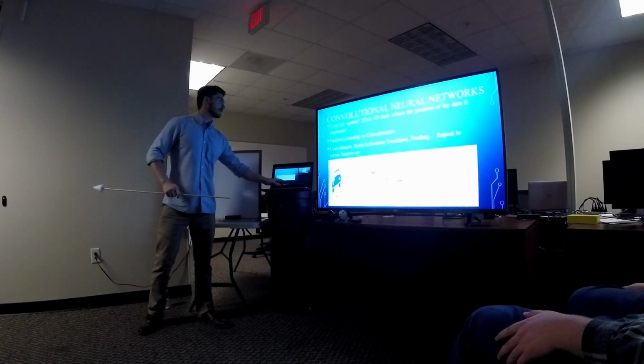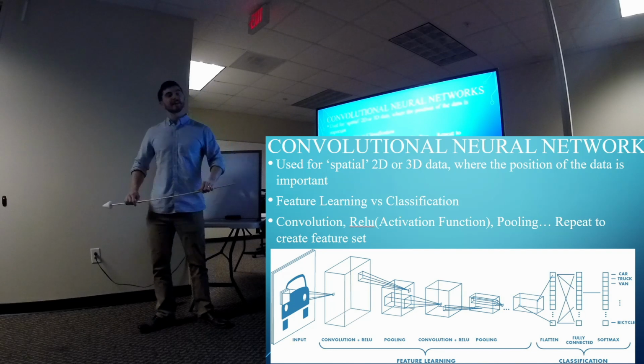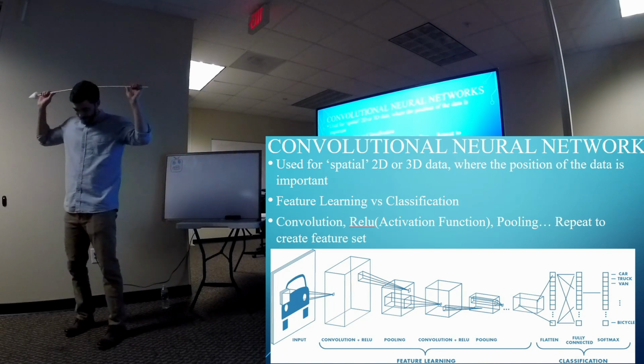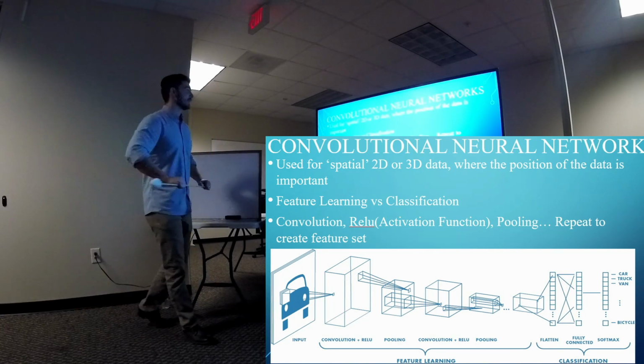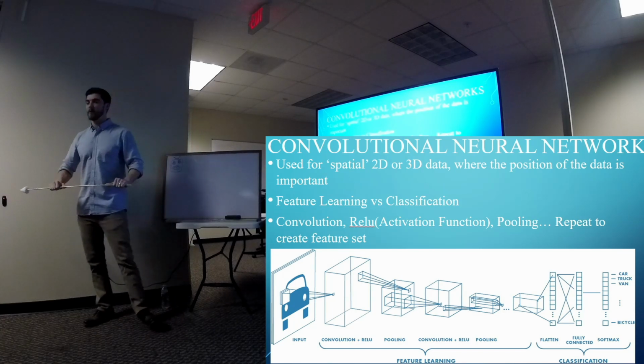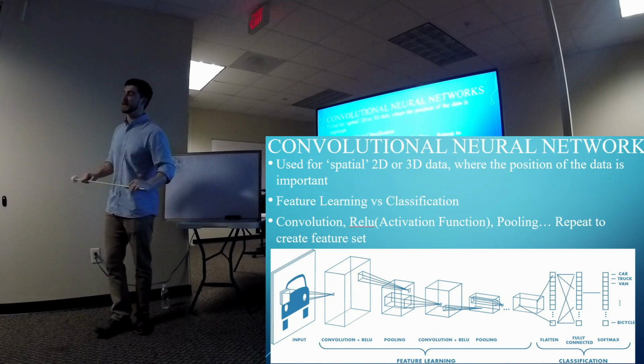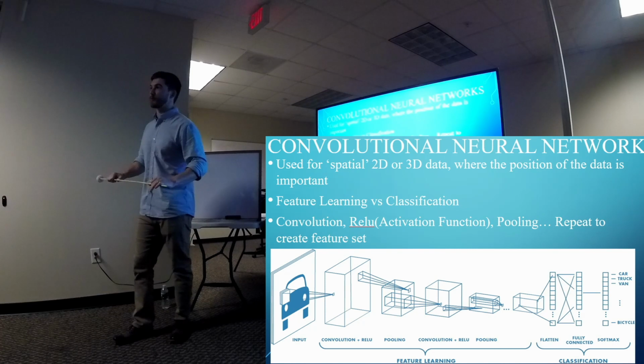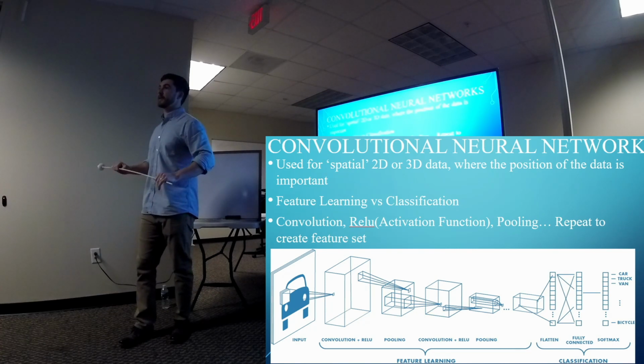Okay. The next thing, convolutional neural networks. Now, things are going to get even more abstract for this, and I hope I can relay this. It's used for spatial data. And what I mean when I say spatial data is data that, if you switch around the rows or columns, it no longer retains its meaning.